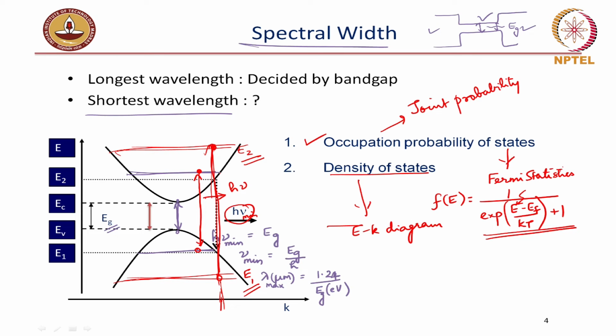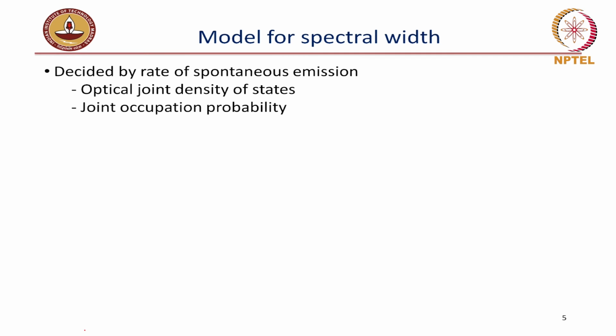In layperson's language, we need to have enough states, and each state needs to get occupied. There should be a probability of occupation. These are the things that will decide the highest frequency, or the shortest wavelength. It turns out that this occupation probability actually goes on decreasing as you increase the energy. That comes from here, that's why I gave you this expression. As your value of E increases, the occupation probability decreases.